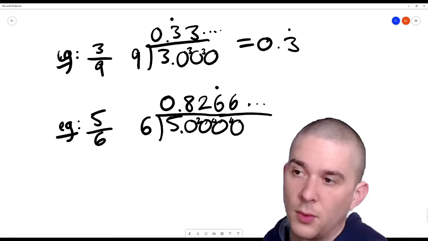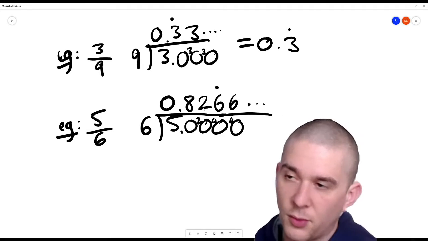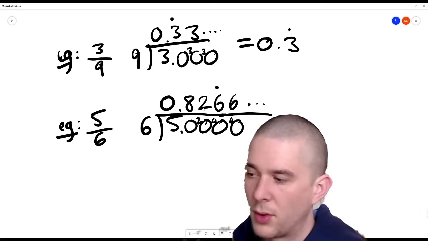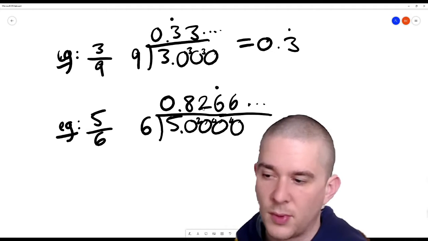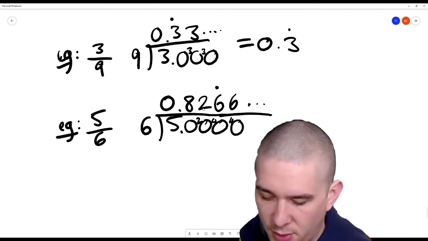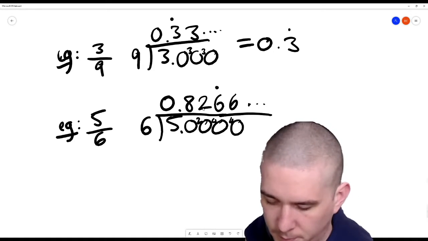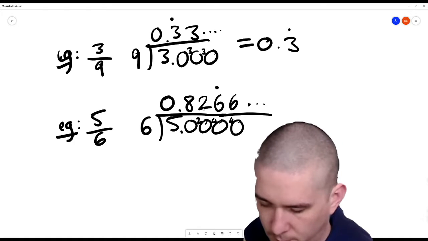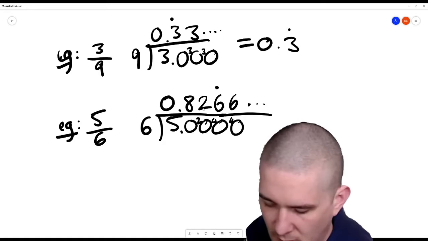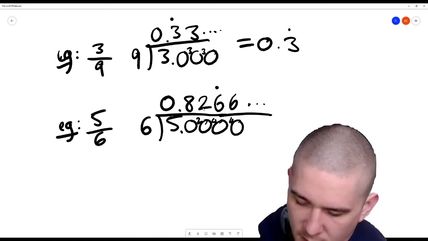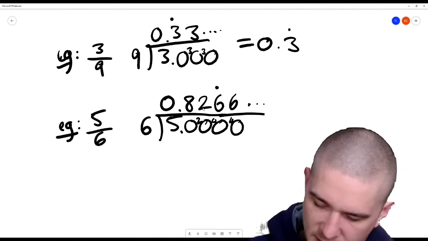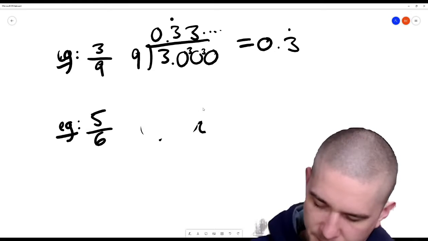Whoa, that should be 3. 6 goes into 23 times. So 6 times 3 is 18. Hold on, let me fix this. Bear with me. Let's take this one from the top again.